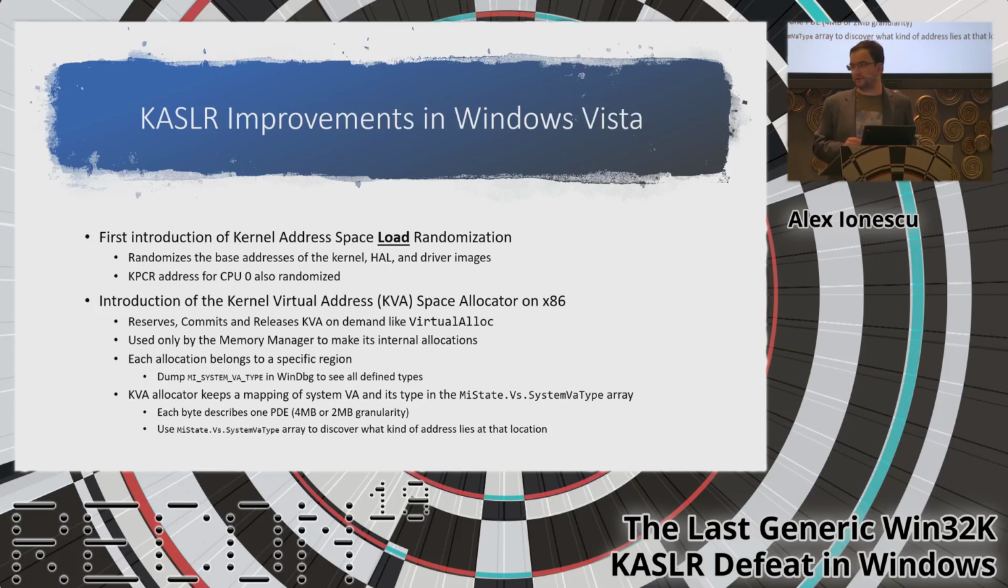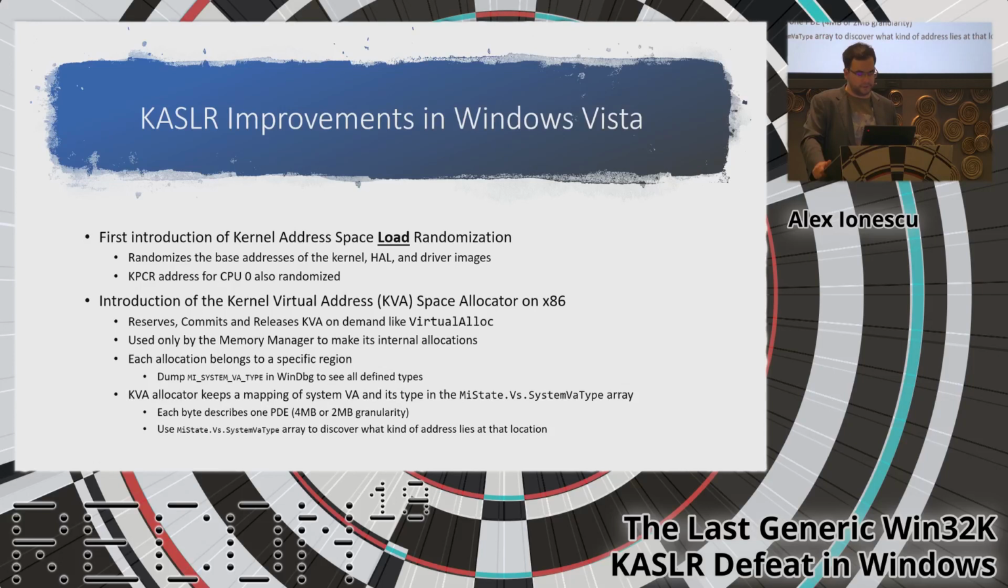What that means is they're going after the base address of the kernel, the HAL, the drivers, and one or two data structures. Now, on 32-bit, the problem was even worse, because not only did we not have kernel address space randomization, but the regions of memory were actually fixed in Windows Vista.